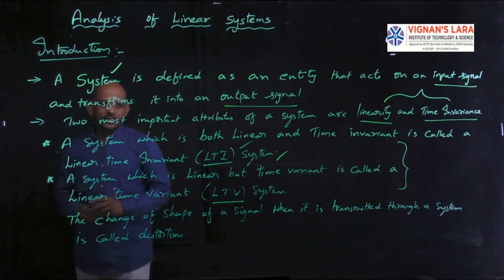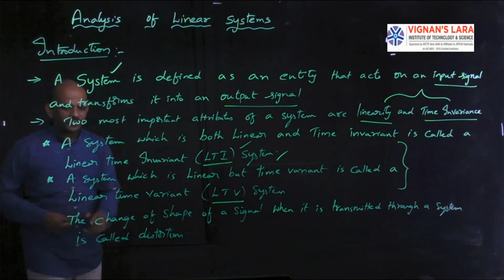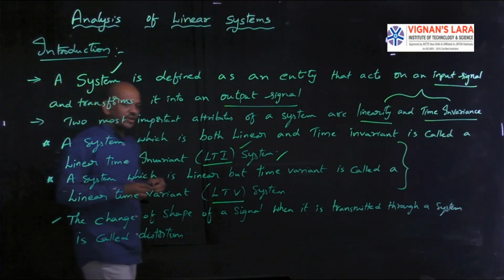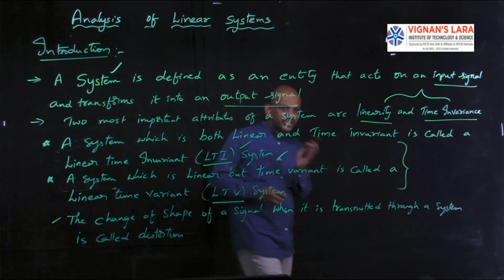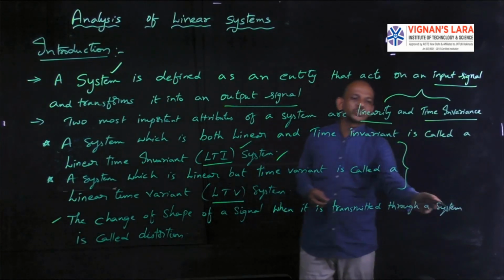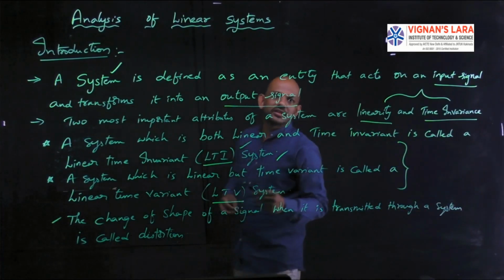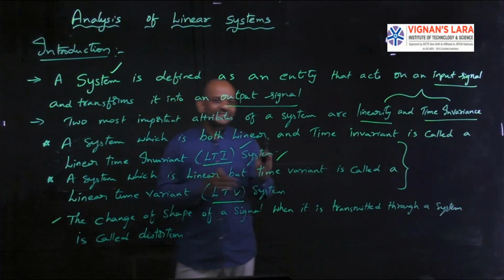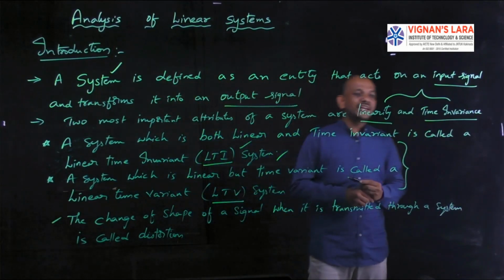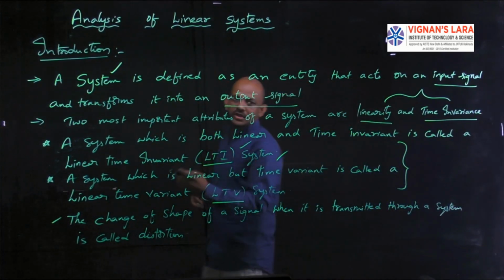Here the important point is the change of shape of a signal. The change of shape of a signal when it is transmitted through a system is nothing but distortion.